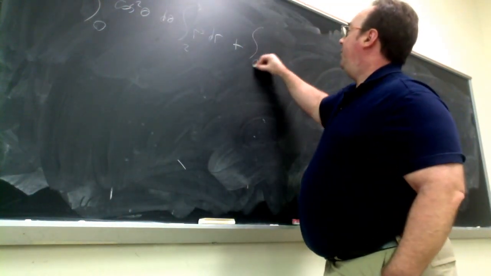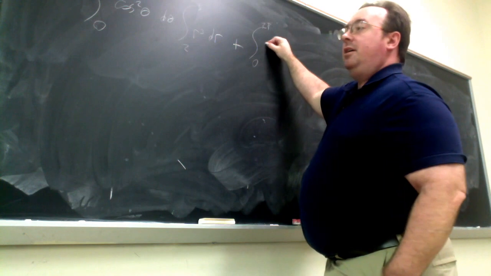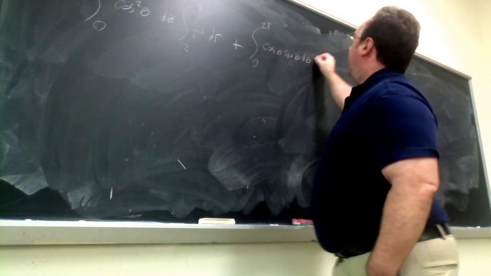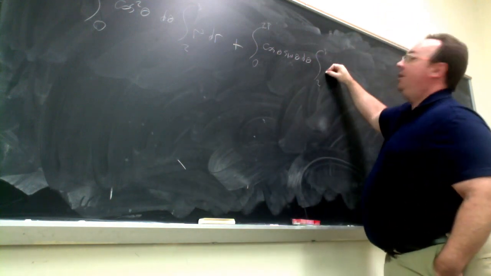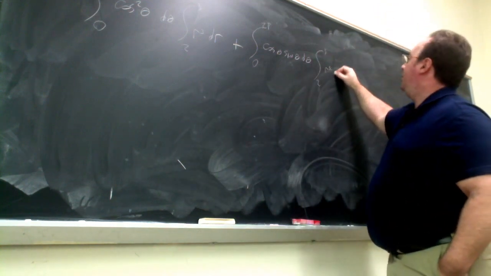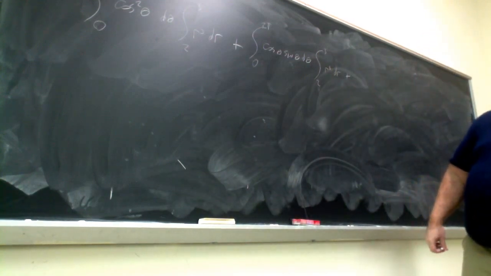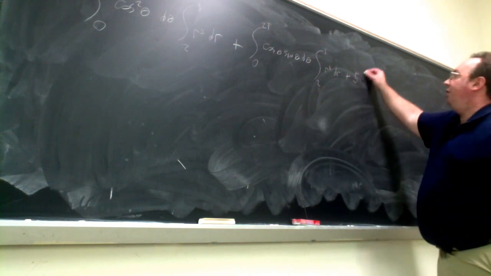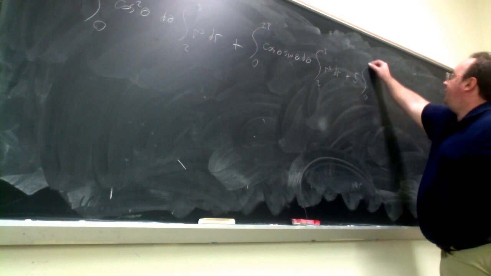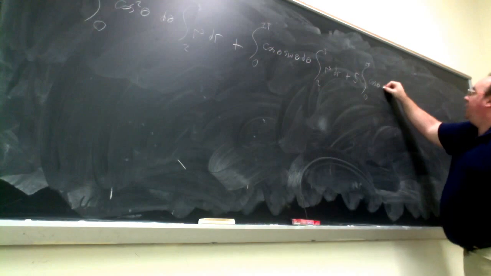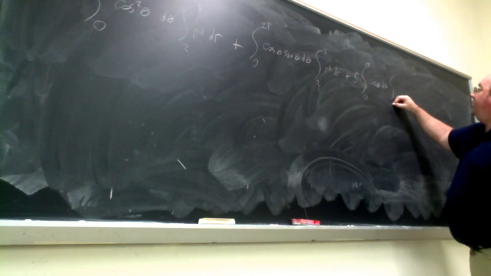And then you have 0 to 2 pi cosine theta sine theta d theta, 2 to 3, again r cubed. And then for the last term, you'd only have 5r squared cosine theta. So you'd have a 5 that you could pull all the way out. And then you'd have 0 to 2 pi cosine theta, and then 2 to 3 r squared dr.